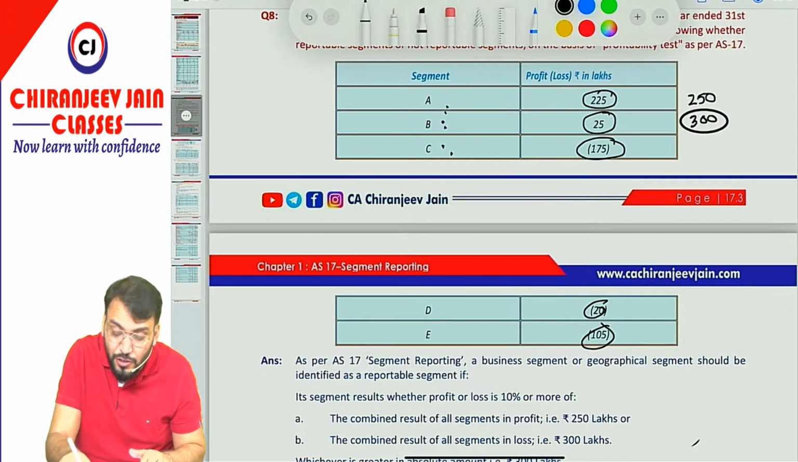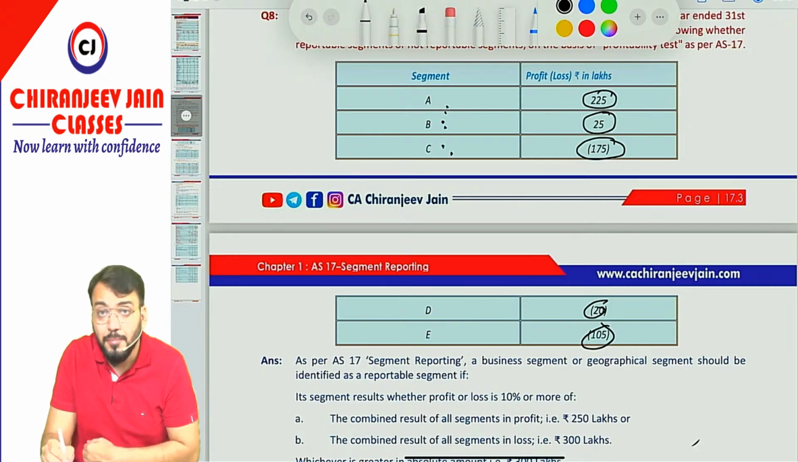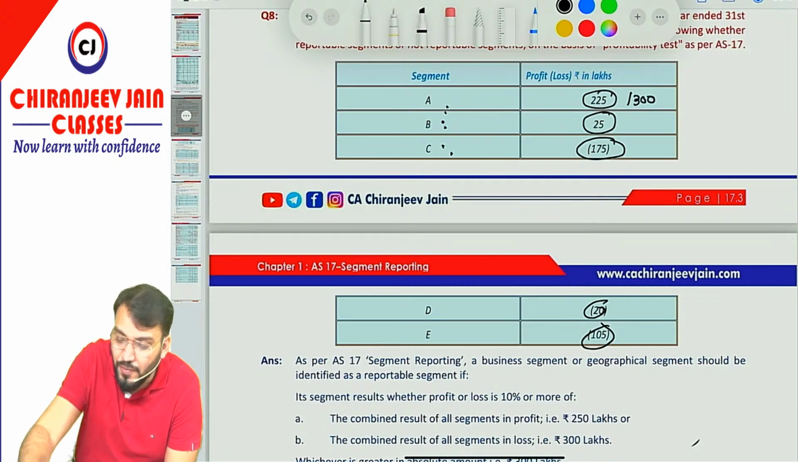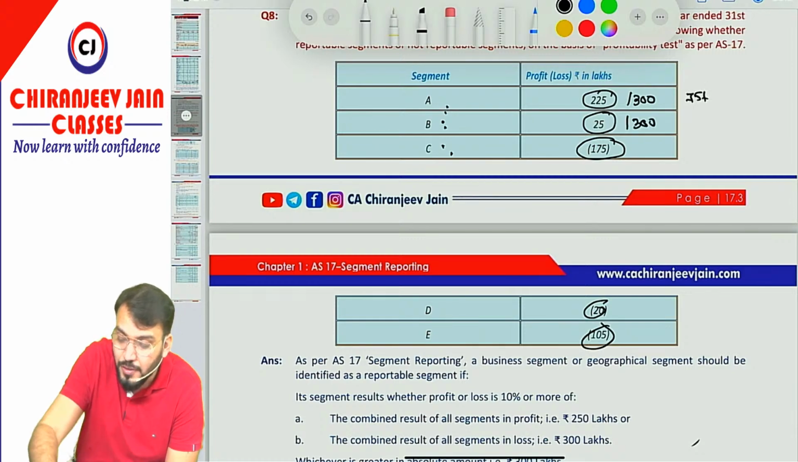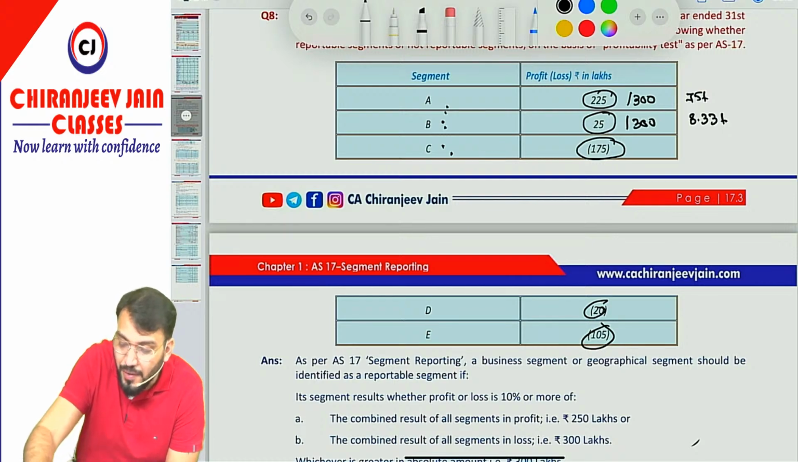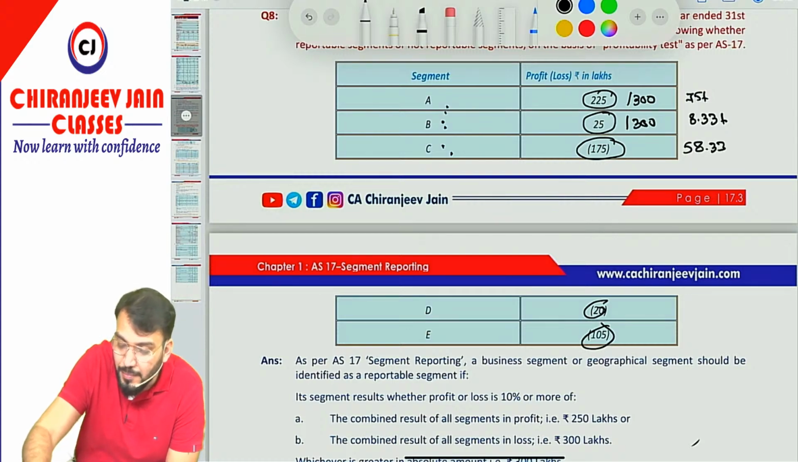So it means you need to now find out the segment result based on 300. Means you will do what? 225 divided by 300, how much is it coming? Because that is greater. So 225 divided by 300 is coming to 75%. Then 25 divided by 300 is coming to 8.33%. Then 175 divided by 300, how much? That is 58.33%. Then 20 divided by 300, how much is it?